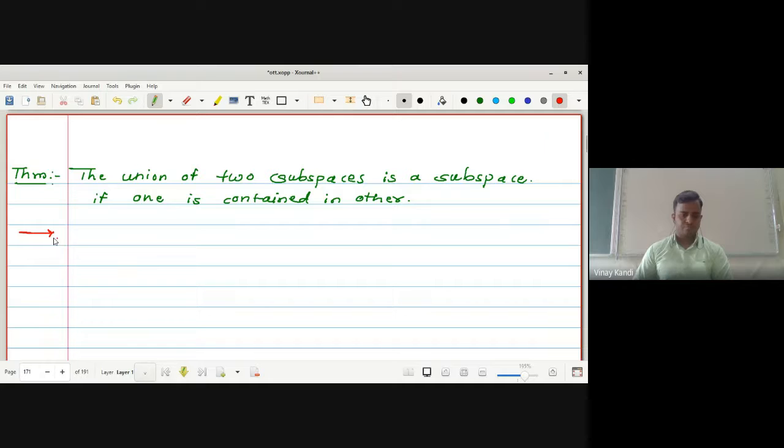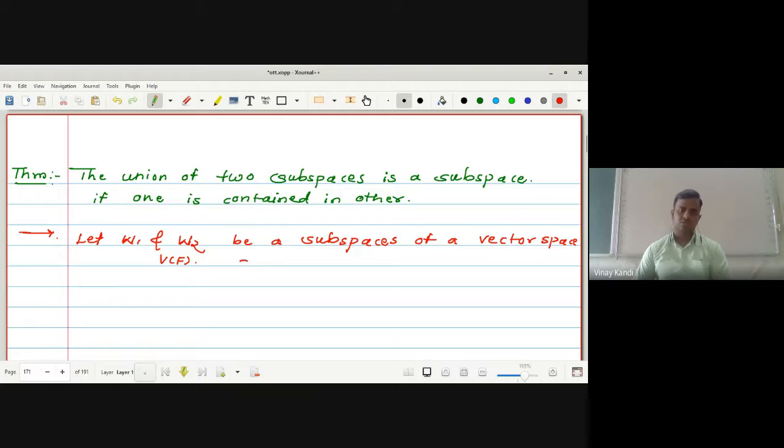Proof. Let W1 and W2 be subspaces of a vector space V over F, such that one is contained in the other. That means W1 is contained in W2, where this symbol means subset, or we can take W2 as a subset of W1. So here W1 is contained in W2, or it may be possible that W2 is contained in W1. These are the possibilities.